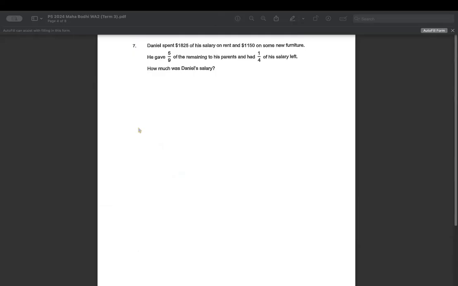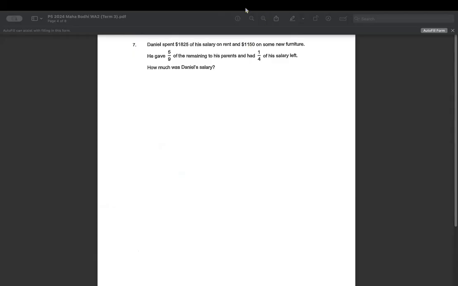Okay, question 7 now. Daniel spent $1,825 of his salary on rent and $1,150 on some new furniture. He gave 5 out of 9 of the remaining to his parents and had 1/4 of his salary left. So how much was Daniel's salary?